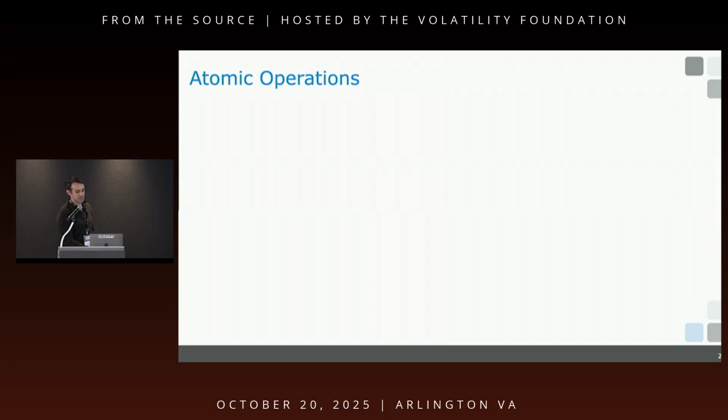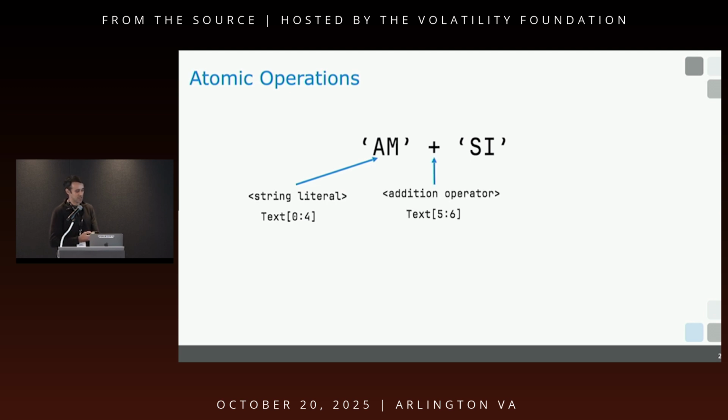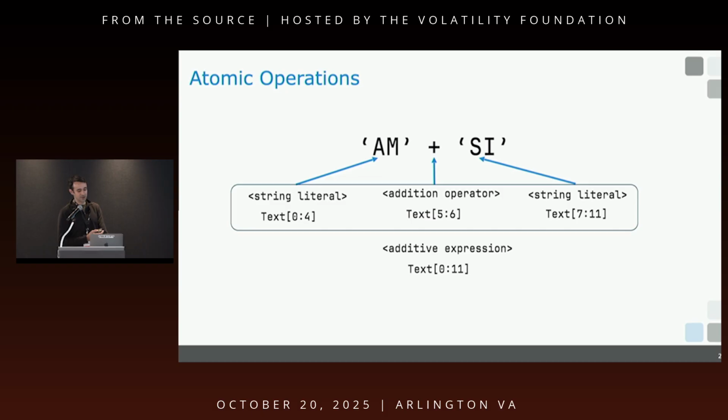And the key to this was atomic operations, is what I called them at least. So what you really need to know is very specific pieces of information about the syntax tree. You need to know, for instance, when you're looking at this, that this is a string literal in the text range of 0 to 4. This is an addition operator in the text range of 5 to 6. And this is a string literal at text range 7 to 11. And these are all composing an additive expression at text range 0 to 11. So if you had an API that would give that information to you and allow you to access this programmatically, you could do some really cool things.